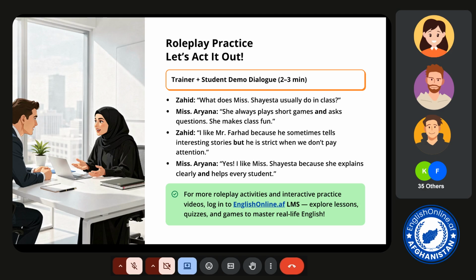Shaista, because she explained clearly and helps every student. Thank you. Thank you, guys. That was so great. Nice reading, but a few small problems with the pronunciation. First, the second line: it is short, not like short. And the next one, it is class, not school. And also, I have told you before about this word, which is miss.